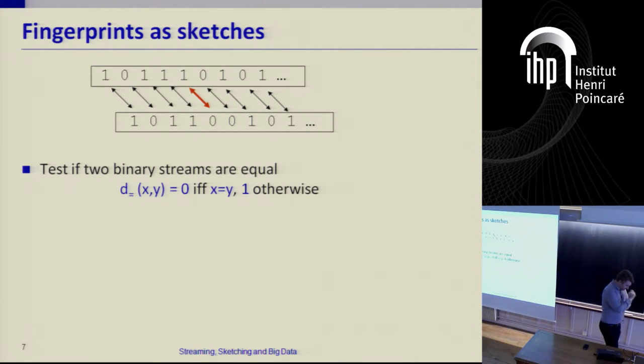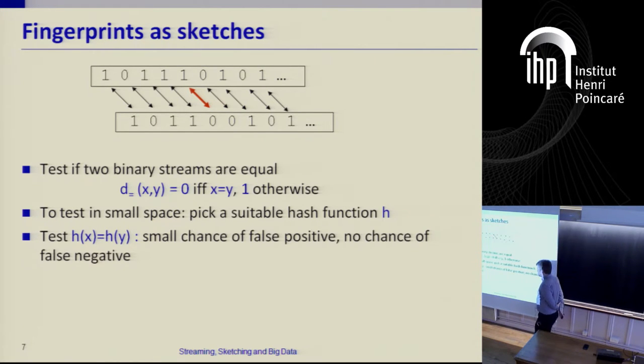If you remember Amit's introduction to information yesterday, hopefully he will at some point have given you the tools to understand that if you want to answer this question exactly, then you basically need to remember everything. But if you can tolerate randomness, probability, then we can do better. In order to test this in small space, we're going to pick a suitable hash function, one that will have linear properties. Compute the hash of x, compute the hash of y, and argue, hopefully, there's a very small chance of giving the wrong answer: a very small chance of false positive, and no chance of false negative.